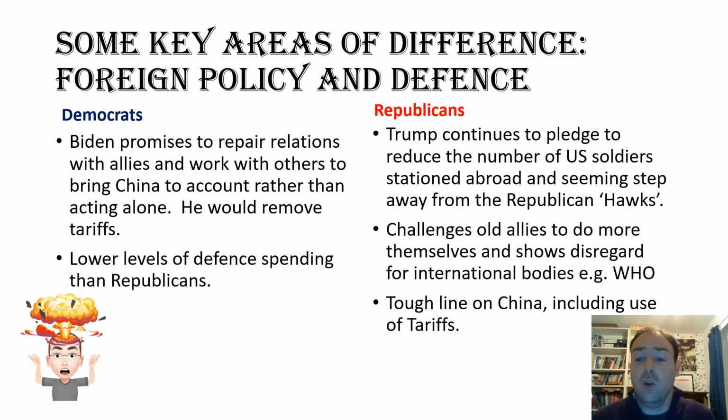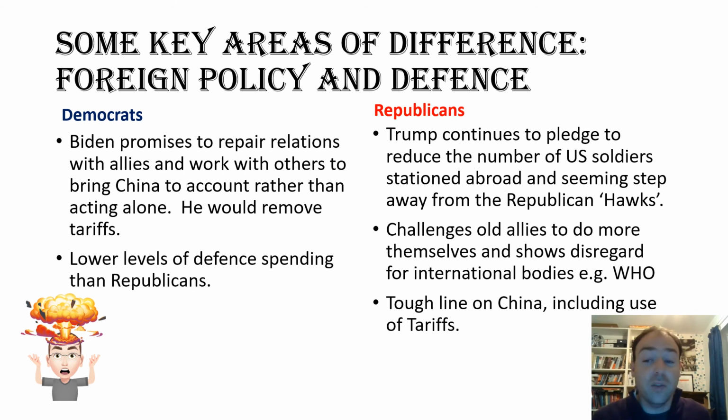Another key area of difference traditionally is foreign policy and defence, and on this one, Trump is definitely slightly unusual in terms of traditional Republicanism. So Democrats are traditionally seen as what are known as doves, that they tend to want more international consensus and want to avoid military action and war if they possibly can, and the Republicans tend to have more hawks in it, people who want a lot more defence spending and a lot more aggressive foreign policy.